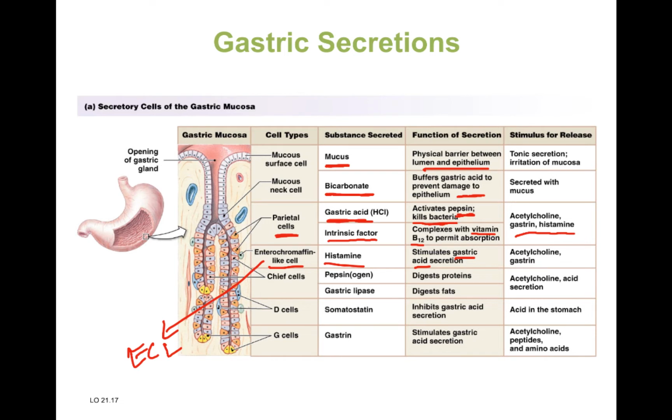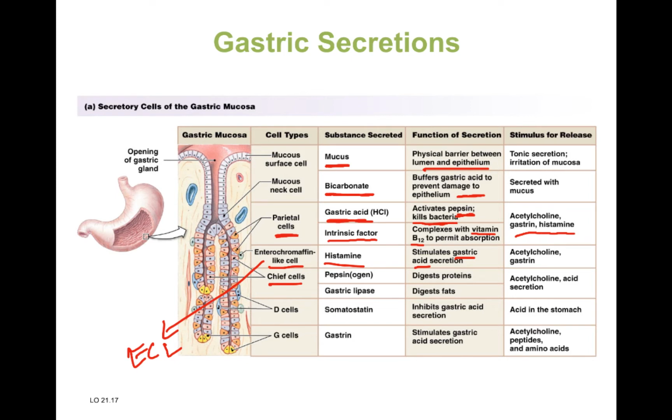The next group of cells are chief cells. And just like the parietal cells, they release a couple of different substances. One I've mentioned before. So chief cells are where the pepsinogen is produced. Pepsinogen is an inactive enzyme, okay? And when pepsinogen is activated into pepsin, it will start breaking down proteins. So this is where we get into the first example of some chemical digestion that's occurring in the stomach as opposed to mechanical digestion. And just like the other cells above, acetylcholine and acid are a stimulus for its release.